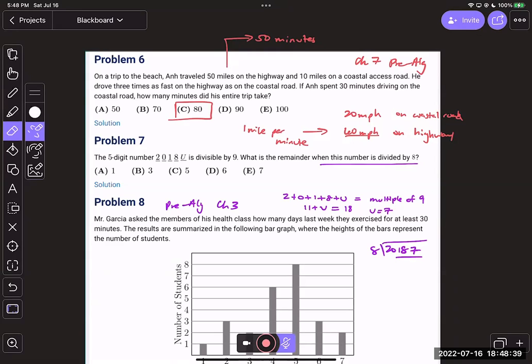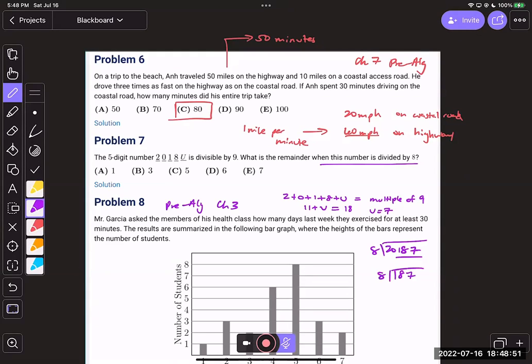So now instead of asking what is the remainder when 20,187 is divided by 8, the question now is, what is the remainder when 187 is divided by 8? Here you just actually have 5. So 18 divided by 8 is 2, 16, 27. That's going to be 24, remainder 3. So our answer here is B, remainder of 3.